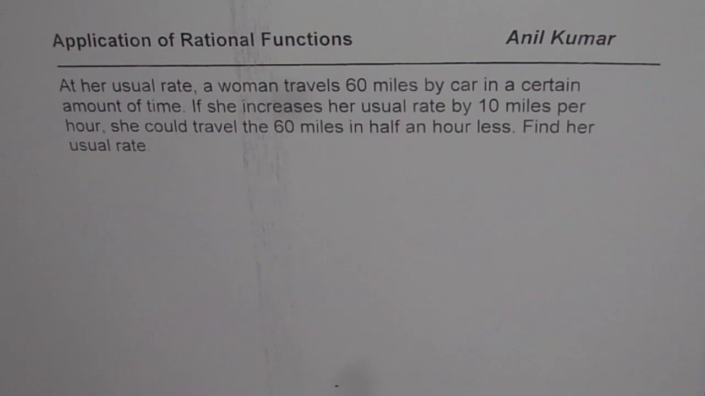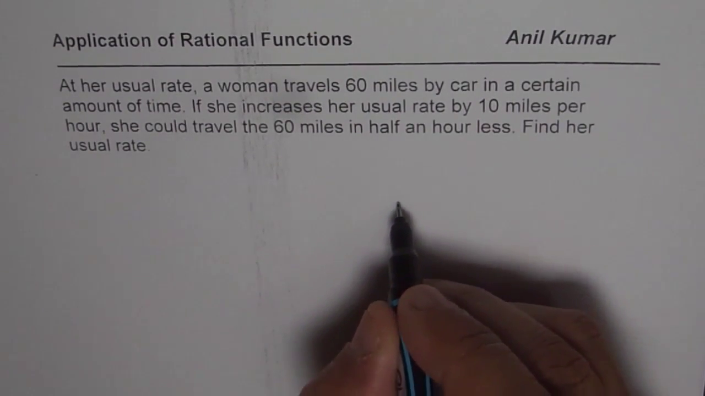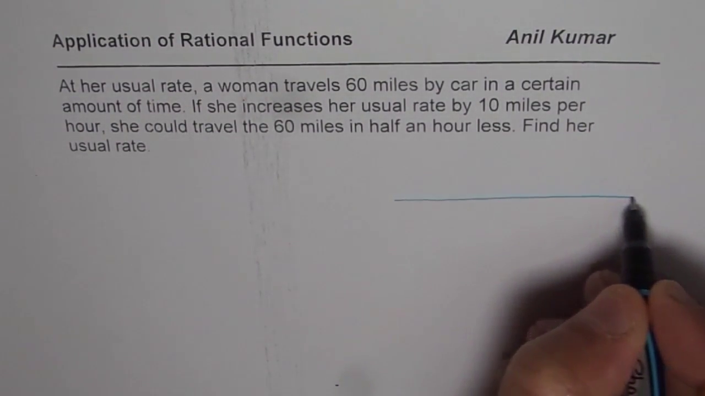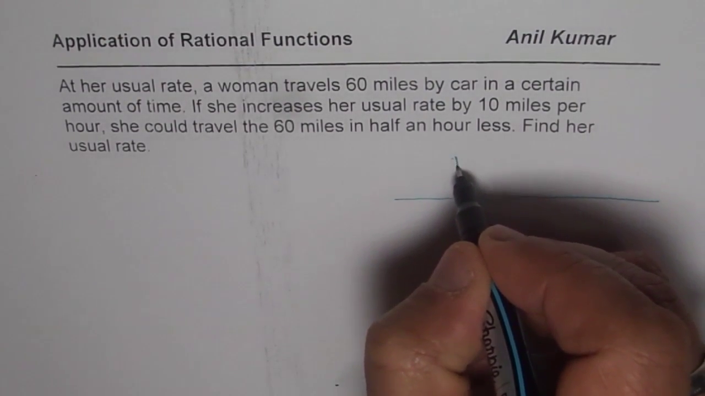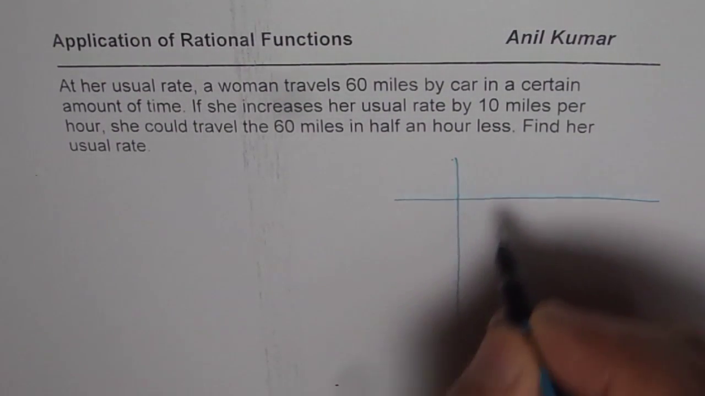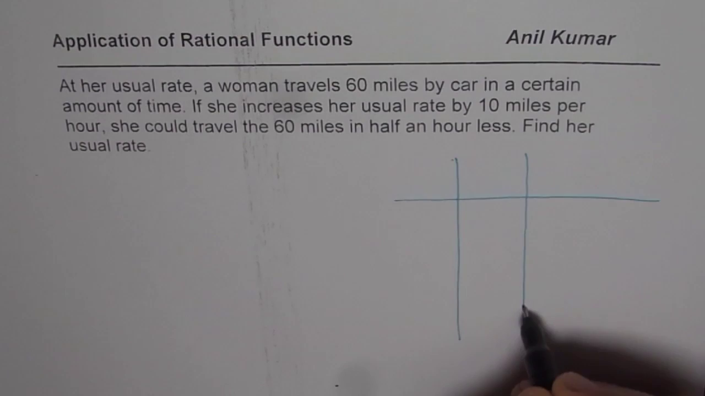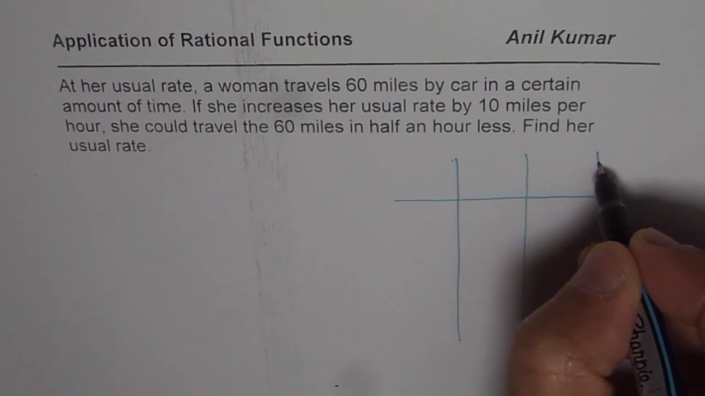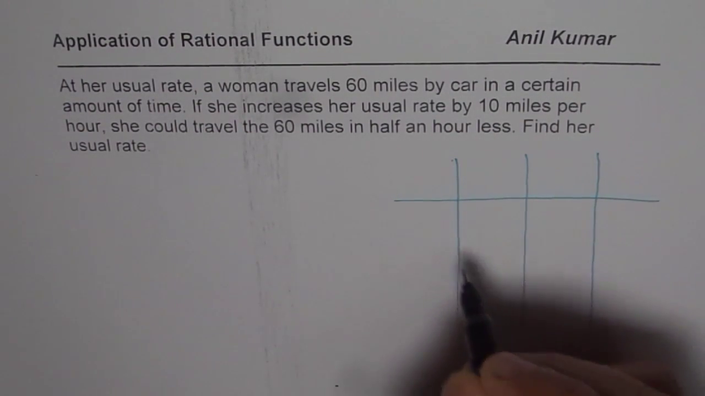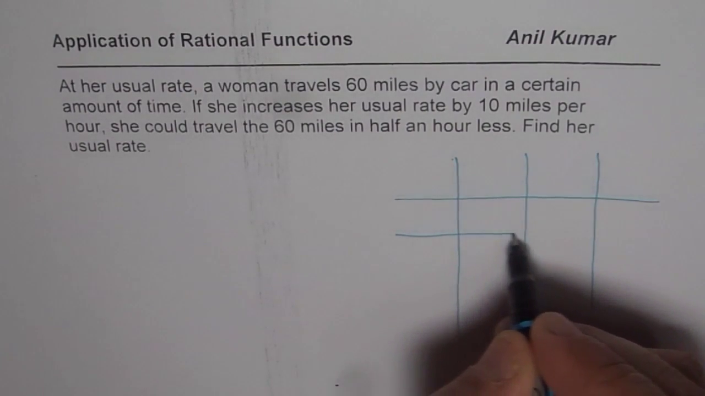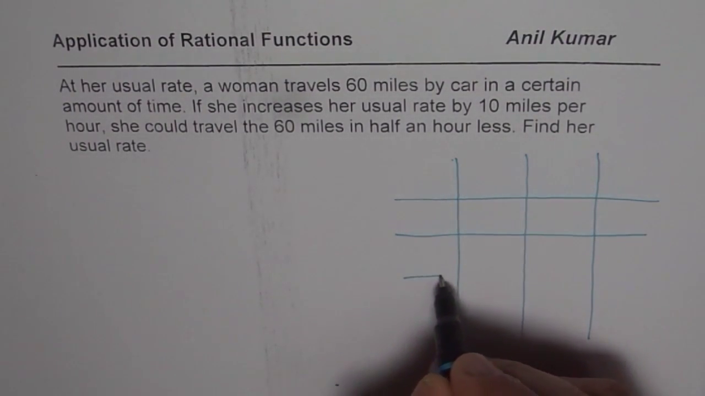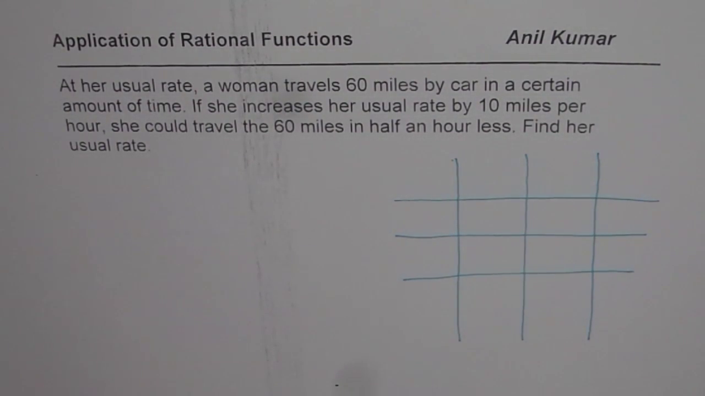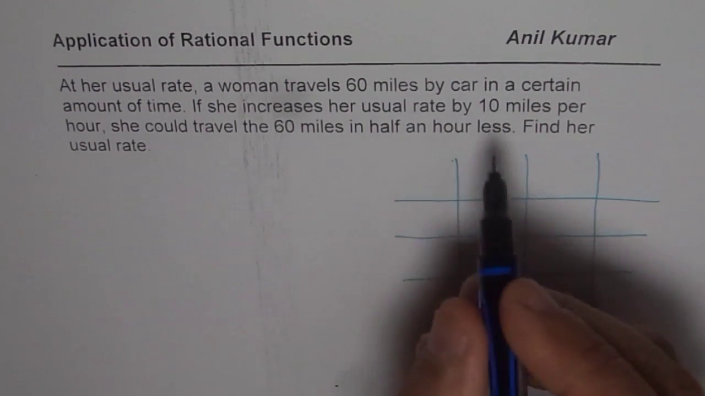Find the usual rate. So our strategy is always make a table with distance, speed, and time. You know their relation. Distance is speed into time, right? So that should help you to solve the question. Now here, we have a woman traveling, and she covers a fixed distance of 60 miles.